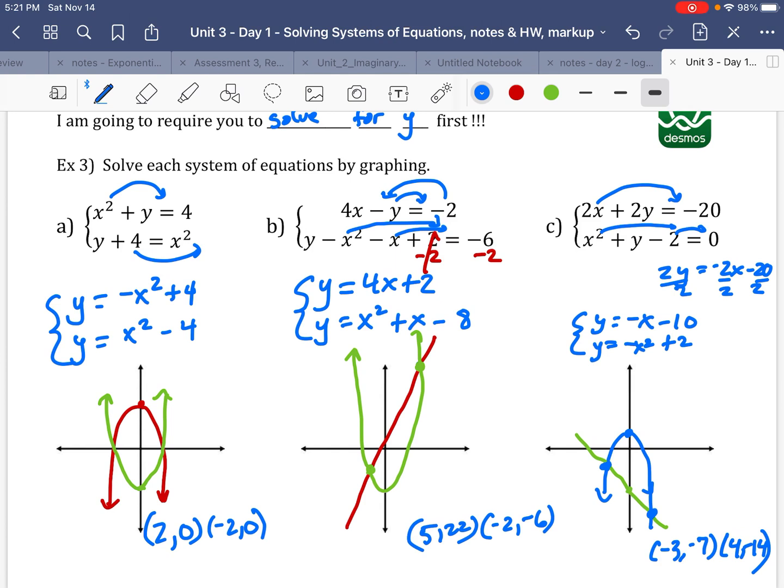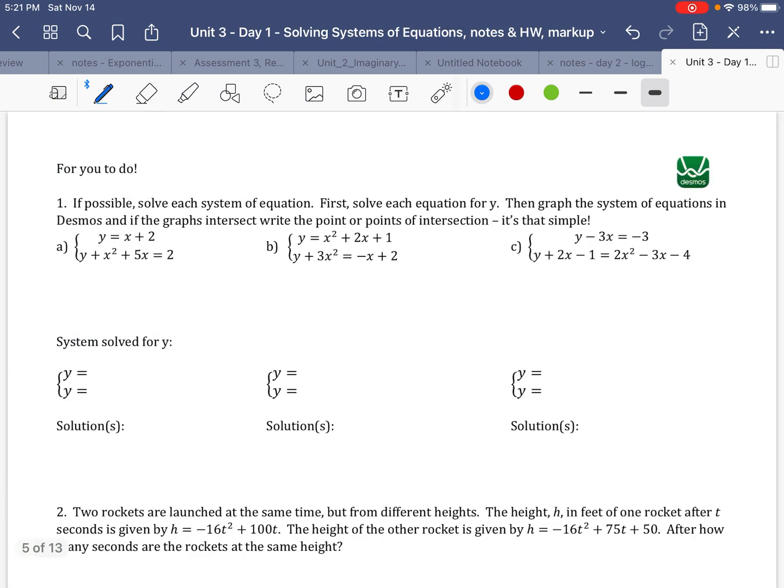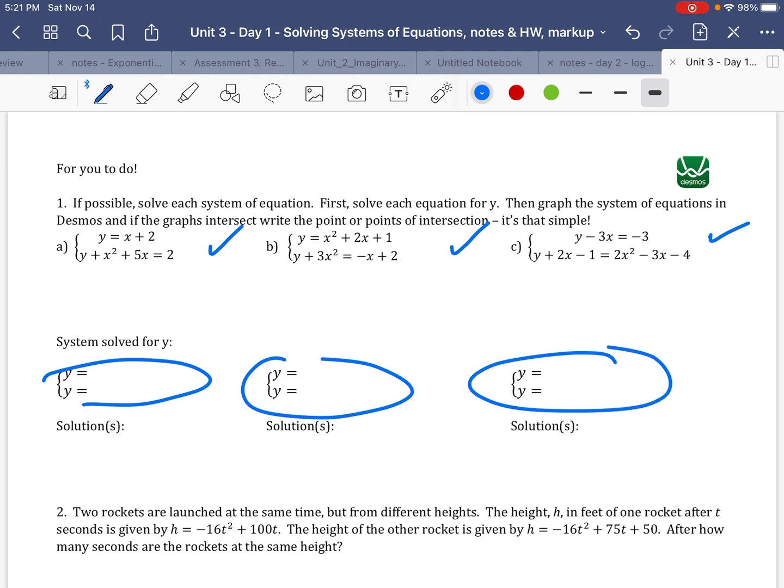And you don't have to know what the graph looks like yourself. You can always graph it in Desmos, but you should have an idea just because you do know how to graph things. All right, so your job is to do these problems on this page. You're going to look at what I did, solve these for y. Put your answers right here when you solve them for y. I got it set up for you. You're going to write your solutions. Might be 1 or 2 or none.